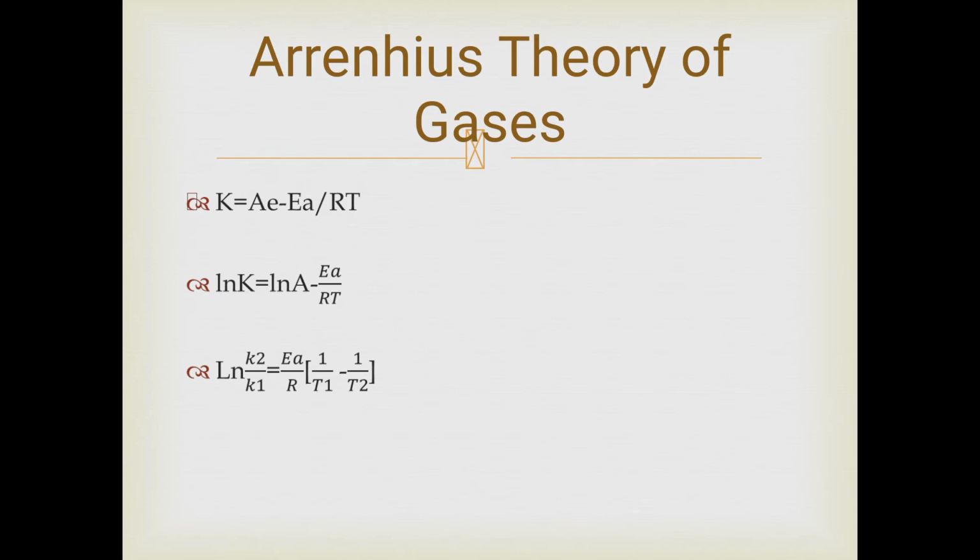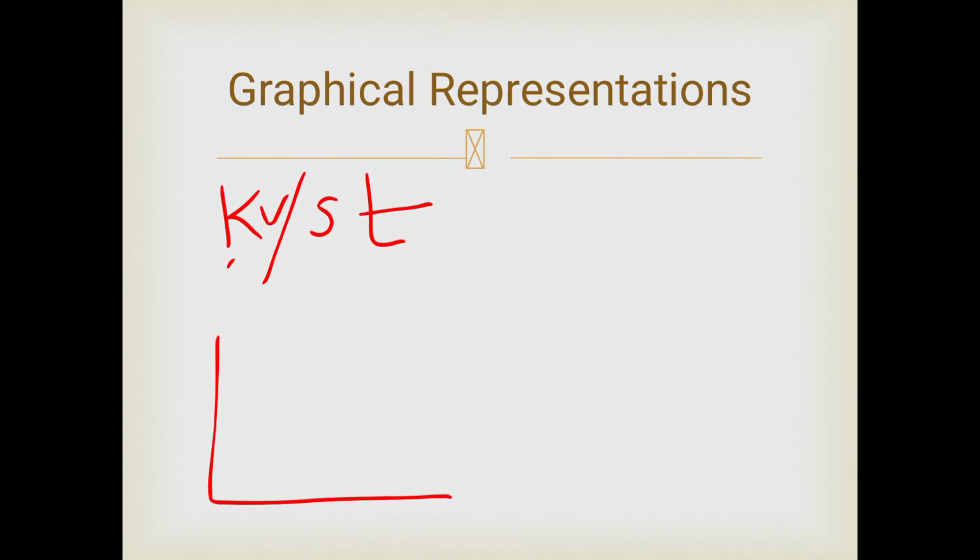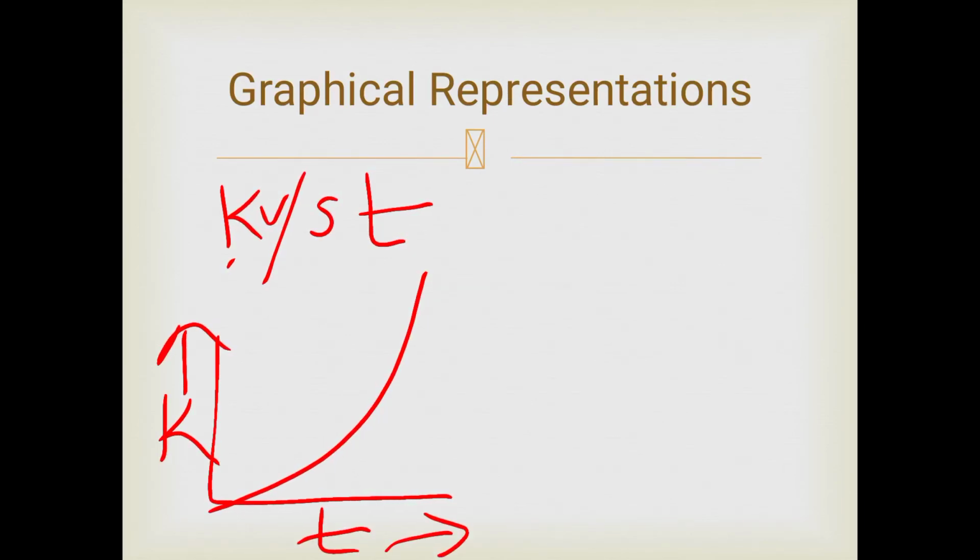And if you have two different temperatures, then your rate constants at two different temperatures will also be different. So you have ln of K2 by K1 is equal to Ea upon R bracket 1 upon T1 minus 1 upon T2. Coming to the graphical representation, if I want to plot a graph of K versus T, my graph looks somewhat like this. You have my K and here's my T. So the graph is this way. This is the graph of K versus T.